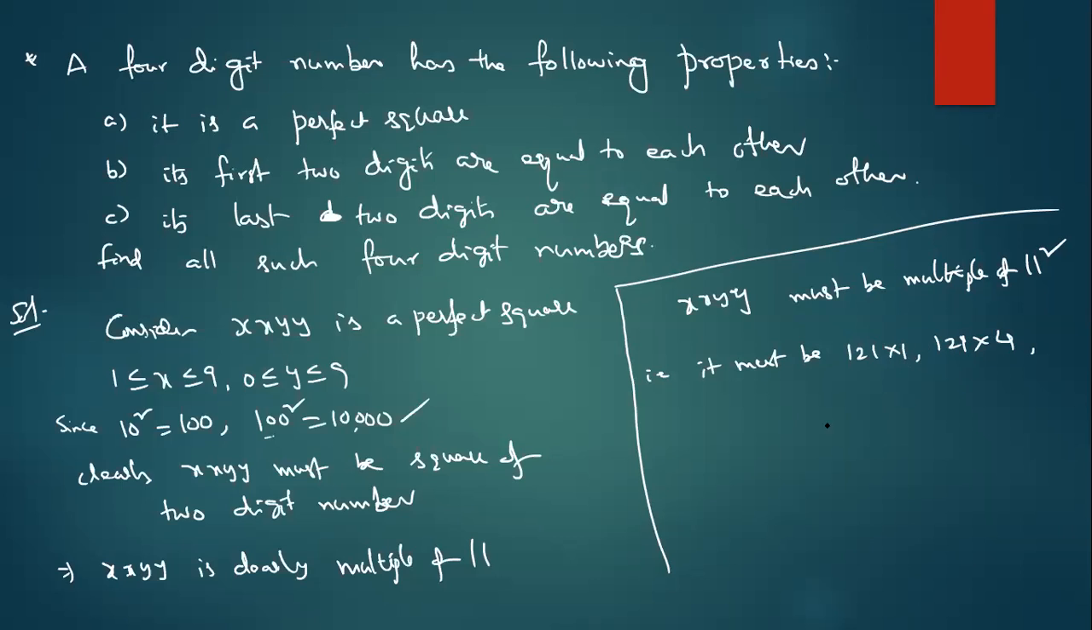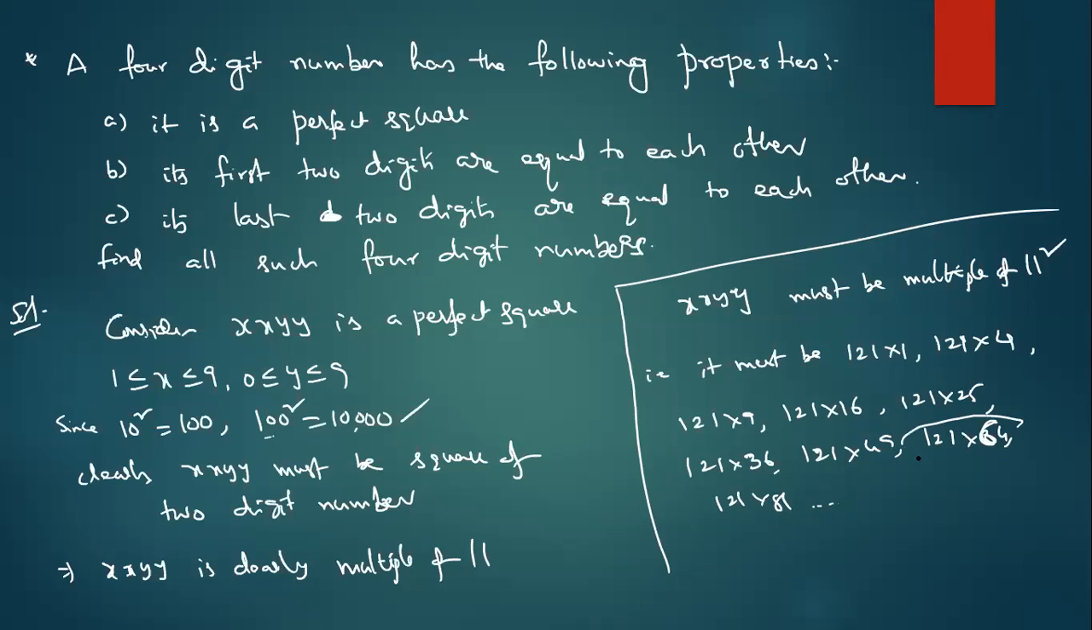Next, 4: 121 into 4. 121 into 9. 121 into 16. 121 into 25. And so on like this. 121 into 36. 121 into 49. 121 into 64. All like that you can verify up to 81. After that, you are crossing 4-digit numbers. But among these cases, see carefully, after verifying, I am getting 121 into 64, and the answer is coming 7744.